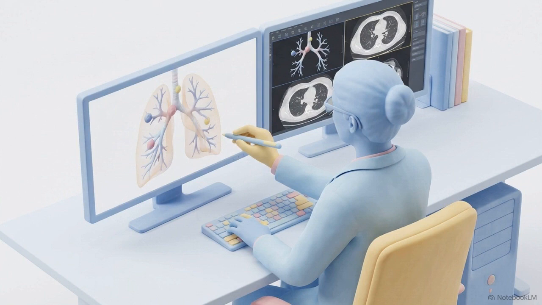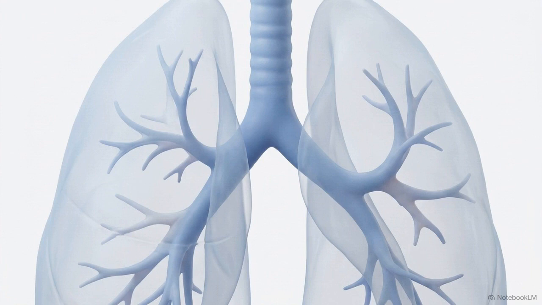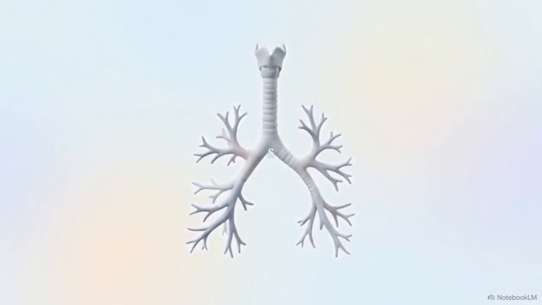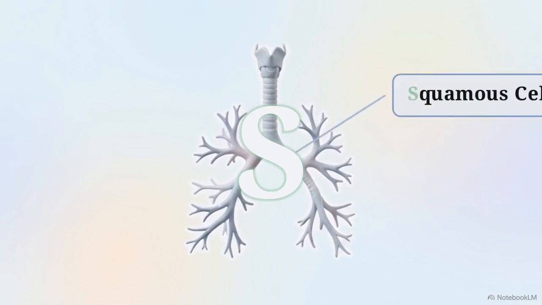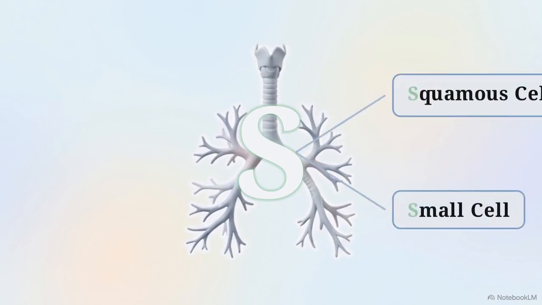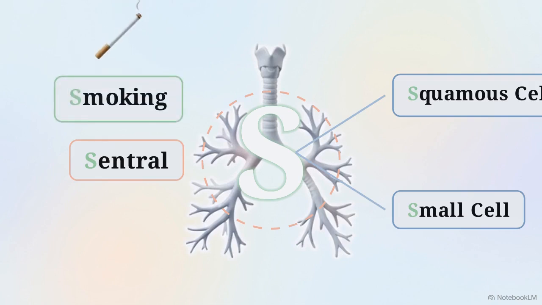accelerating the diagnostic process. We begin at the core of the respiratory system, the central hilar region, where the main bronchi branch outward from the trachea. Looking at this central zone, a large letter S groups two tumor types: squamous cell and small cell. First, their location. Both are central, spelled with an S, originating near the primary airways. Second, their demographic. Both central cancers are overwhelmingly linked to smoking.